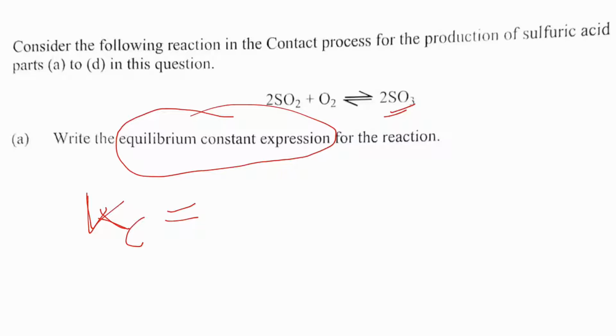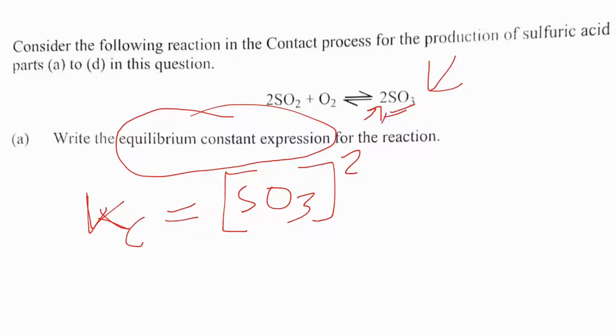we have to write the product in the numerator. The product is sulfur trioxide. So you will write SO3 in a square bracket, and also this 2, whatever coefficient is written before it, this stoichiometric coefficient 2, will become the index that will come on the top. So this 2 has come here on the top.